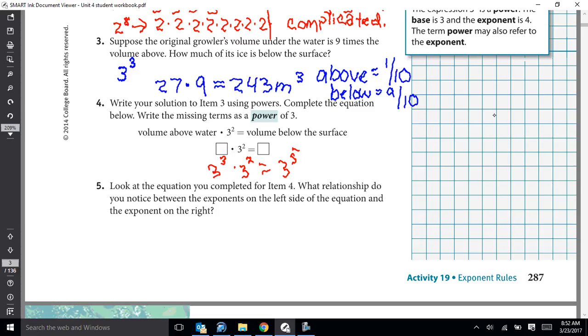All right, so if 3 squared is 9, what's 3 cubed? It happens to be 27, right? If it wasn't, you would just keep on going. So 3 cubed is 27. So now we have 3 times 3 times 3, that's our 3 cubed, times 3 squared, which is 3 times 3. So how many 3's are we multiplying together? A total of 5. So 3 to the 5th is the volume below the surface.